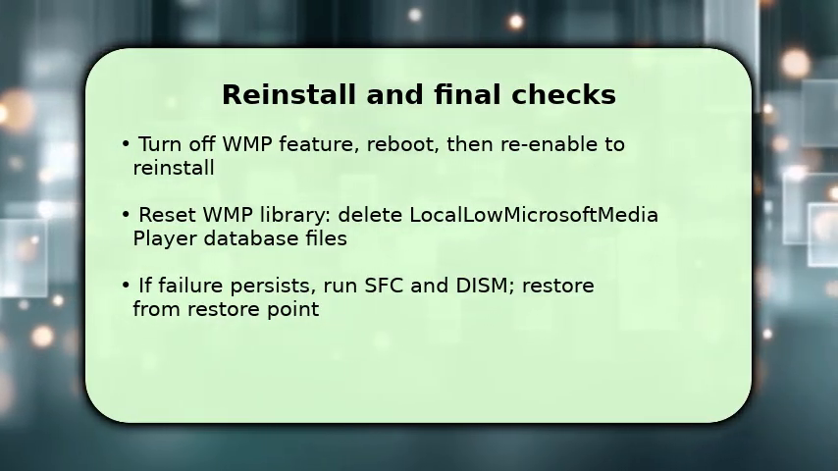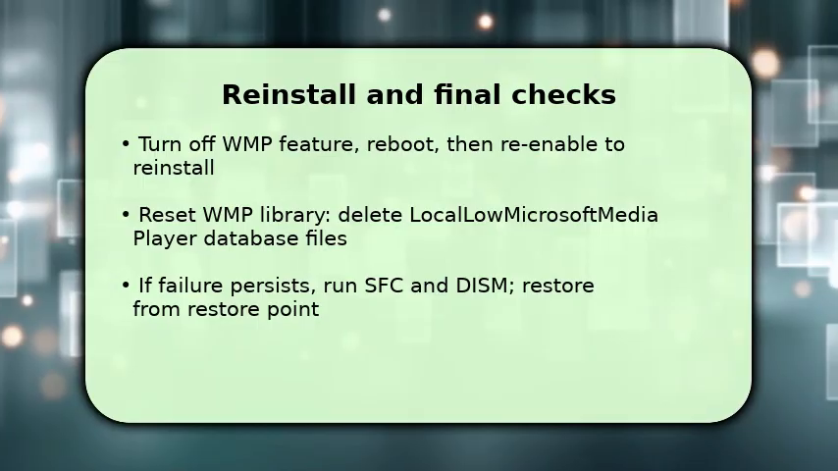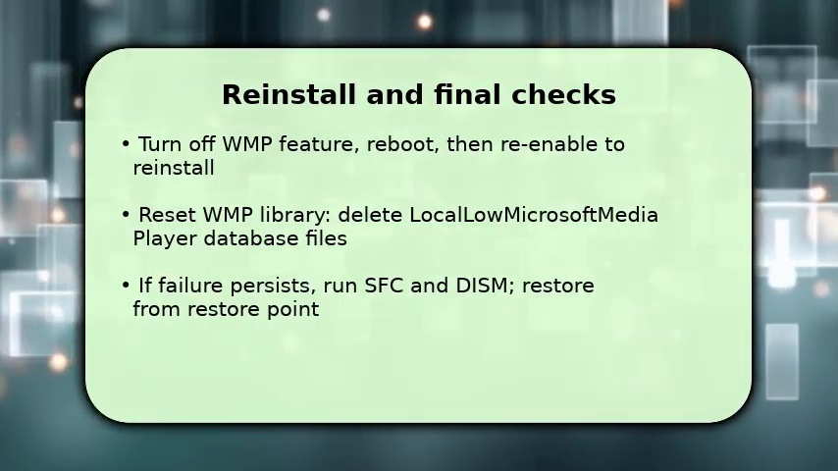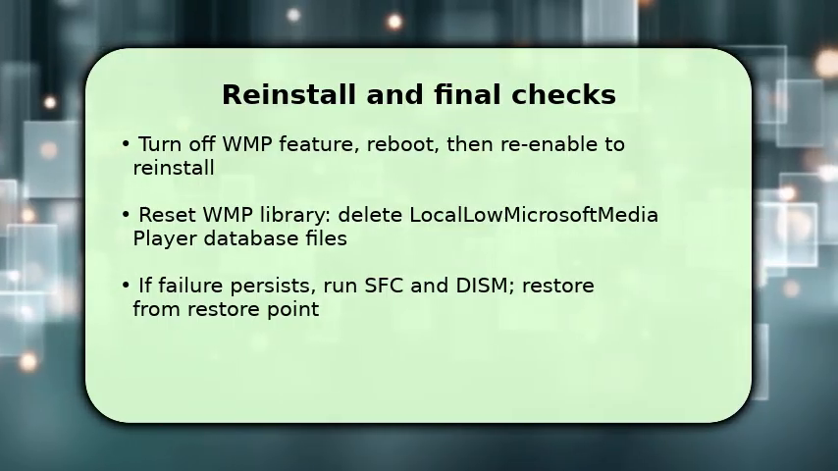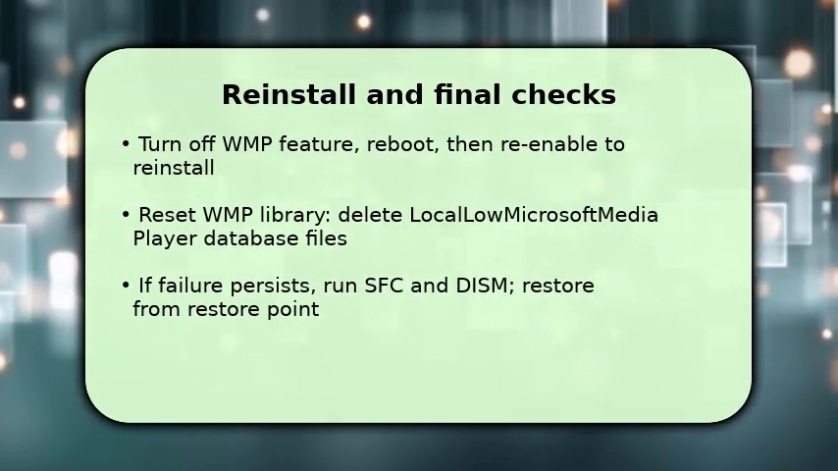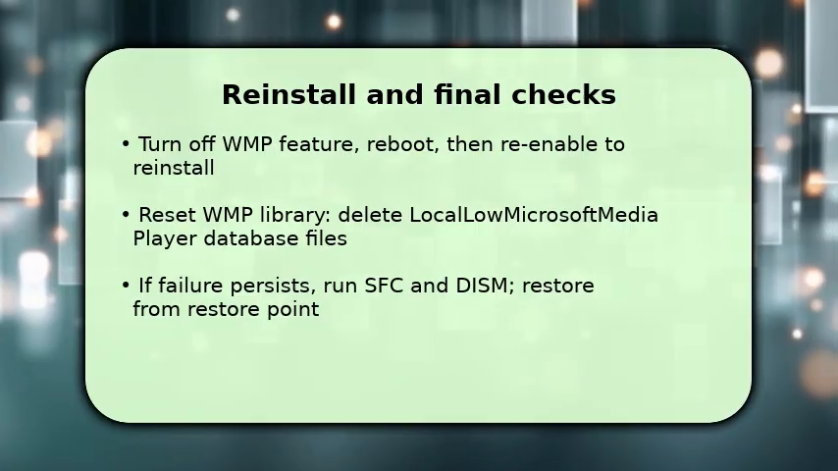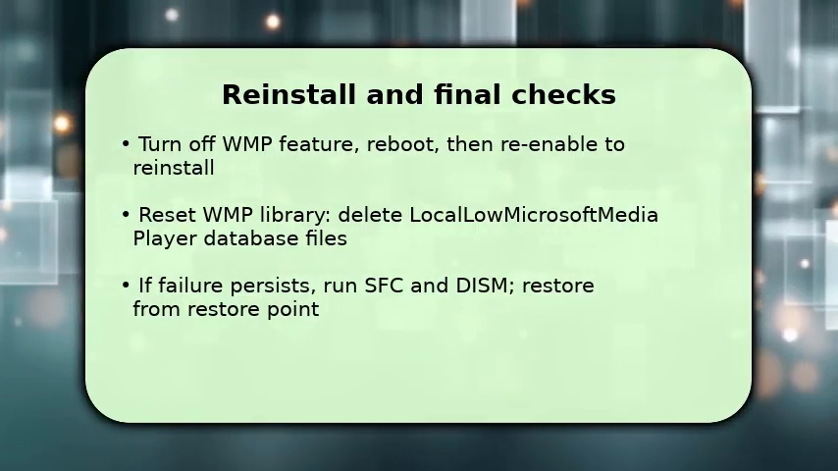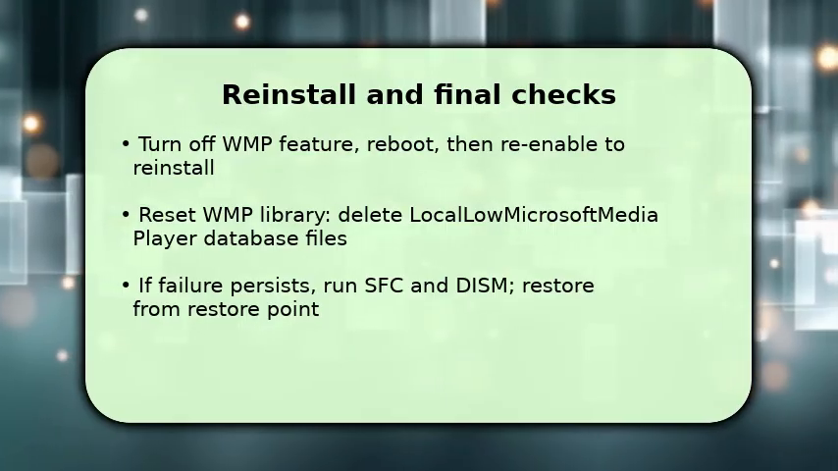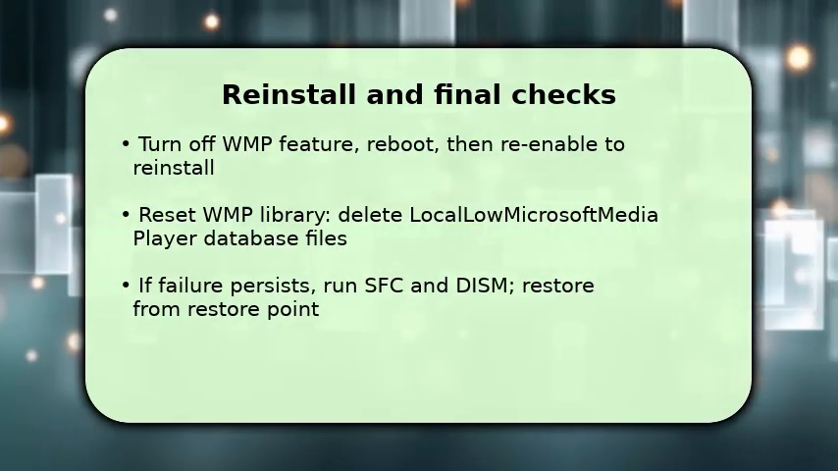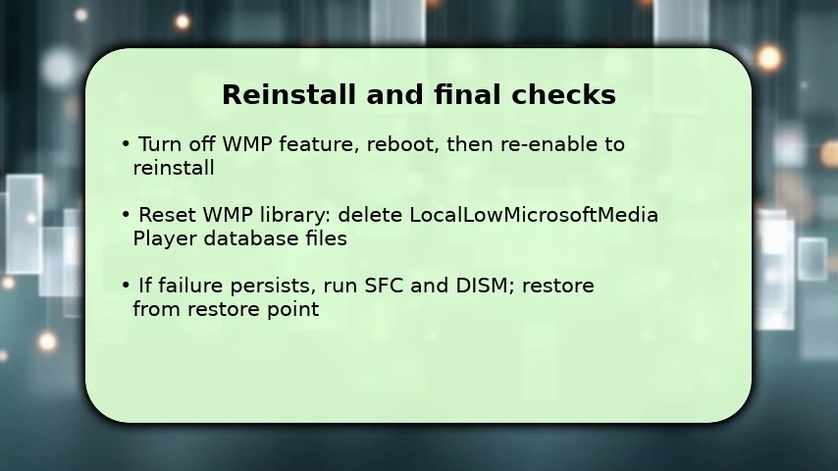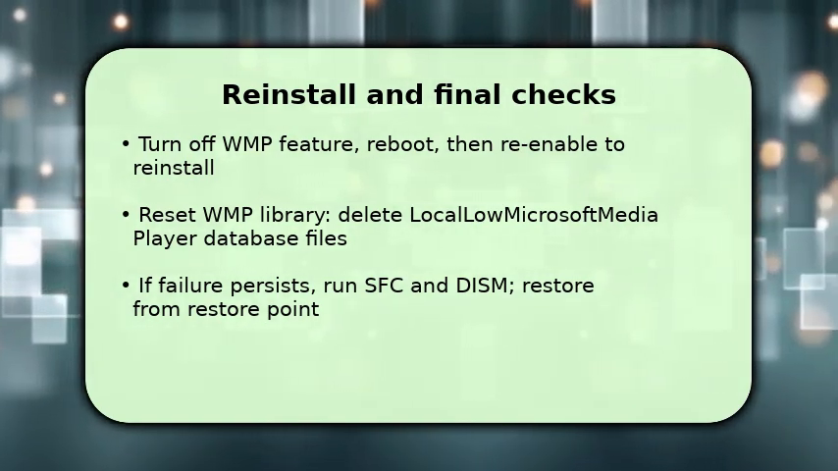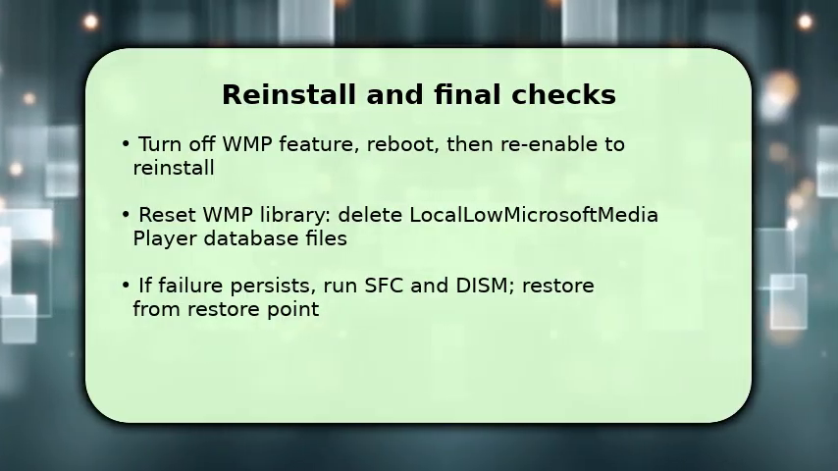To finish, perform a clean reinstall of the feature. Disable Windows Media Player in Windows Features, reboot, then re-enable it to force component restoration. Once back, reset the WMP library by deleting the Media Player database files under Local Low/Microsoft/Media Player so the library rebuilds without corruption. If errors remain, run SFC and DISM to repair system files. These tools fix deeper OS issues. If nothing works, revert to your restore point, and if needed, contact support with logs for further diagnostics.